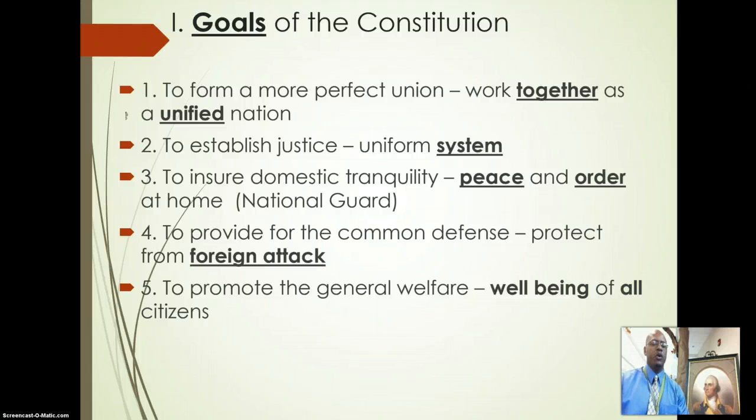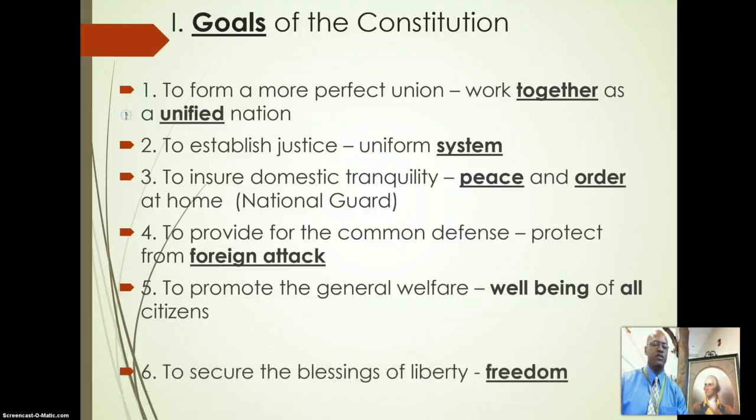And the fifth was to promote the general welfare, the well-being of all citizens. It's kind of tricky now when we look at this particular goal, but it shows how awesome the framing of our Constitution and the preamble was. There was an altruism underneath its goals and beliefs. Despite things such as slavery and women not being able to vote, it still wanted to promote the well-being of all of its citizens.